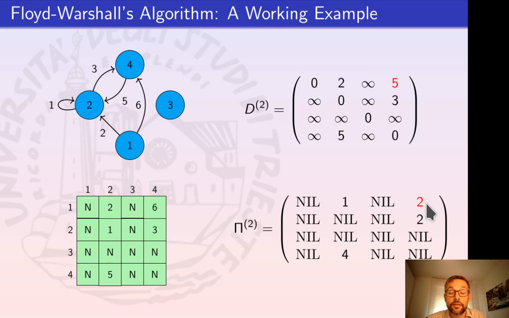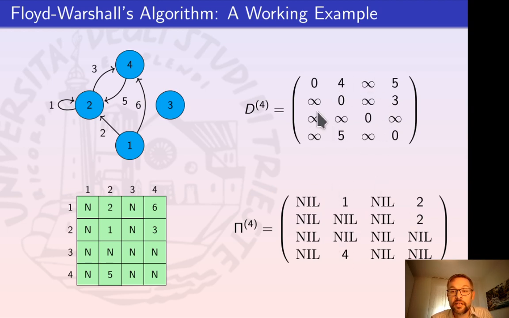Now this is just one step, but of course we need to build D3 and D4. Now let's see D3. Here we have a problem. I don't know why this changed to 4. It should be 2. Probably I changed something the last time. However, the matrix doesn't change anymore. Okay, and at the end of the computation we are able to provide this matrix and this matrix.